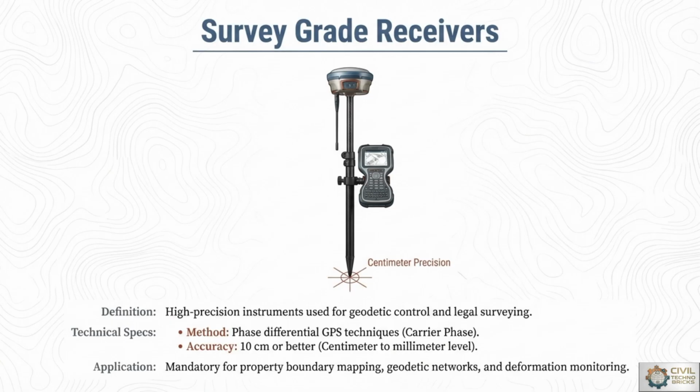Third one will be the survey grade receivers, high precision instruments used for geodetic control and legal surveying, with reference to the curvature of the earth. The technical specifications are based on methodology and accuracy, where 10 centimeter or better accuracy, up to centimeter to millimeter level, can be achieved. The methodology used for survey grade receivers is the phase differential GPS technique, which is based on the carrier phase, so accuracy can reach centimeter or millimeter levels.